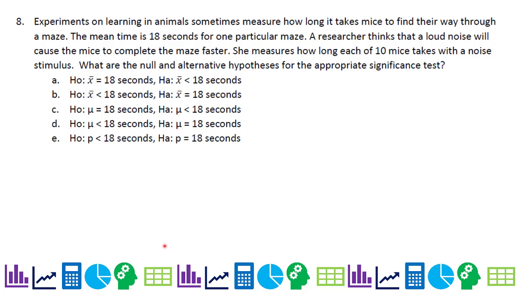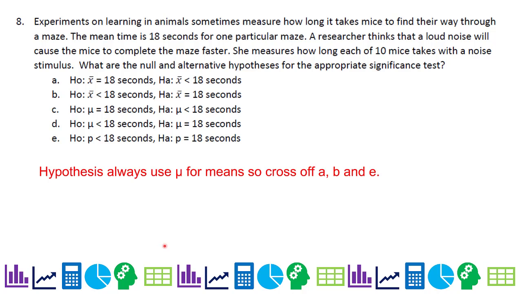Number 8, experiments on learning in animals sometimes measure how long it takes mice to find their way through a maze. The mean time is 18 seconds for one particular maze. A researcher thinks that a loud noise will cause the mice to complete the maze faster. She measures how long each of the 10 mice takes with the noise stimulus. What are the null and alternative hypotheses for the appropriate significance test?